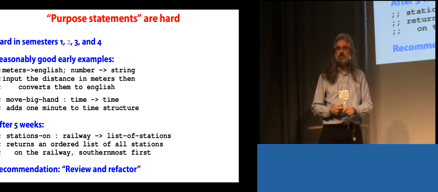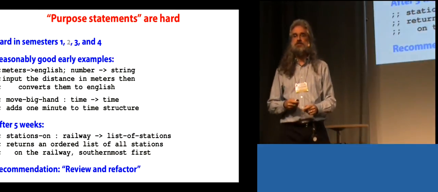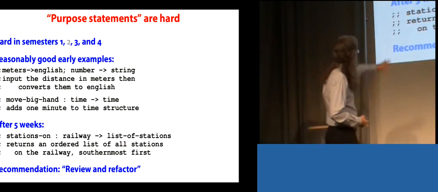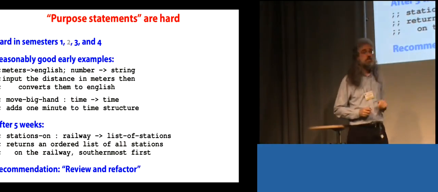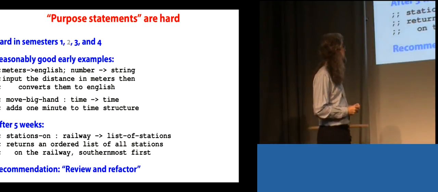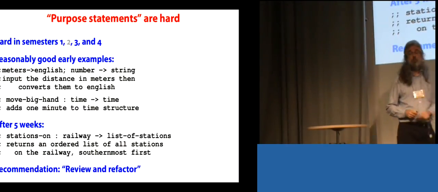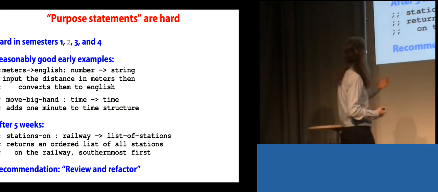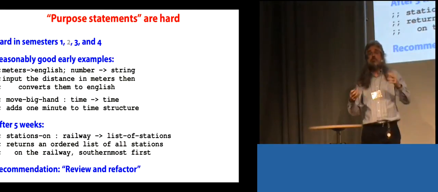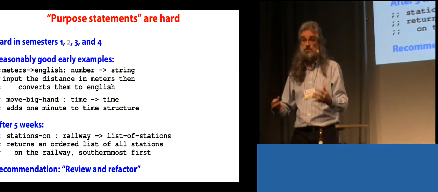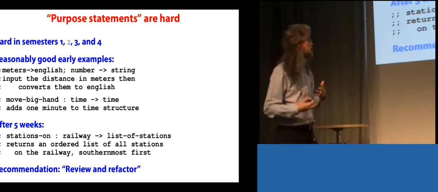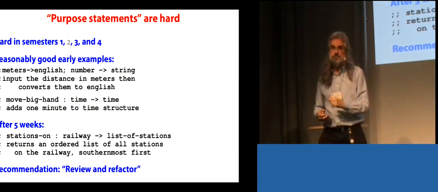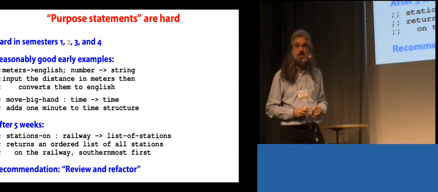So here's a student whom I'm convinced has been corrupted by his primary education with imperative programming languages or other ideas about mutation. The same student who was moving the big hand, 5 weeks later, has got a much better handle on things. The stations on railway is a one-dimensional search structure for finding stations on a railway. As I want to know what are all the stations, the student says return an ordered list of all stations on the railway, southernmost first. So now this purpose statement is almost perfect. I would have liked to see its stations on the given railway, but that's really quite good.